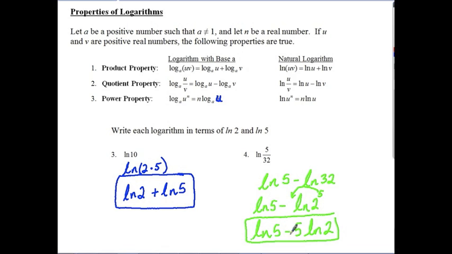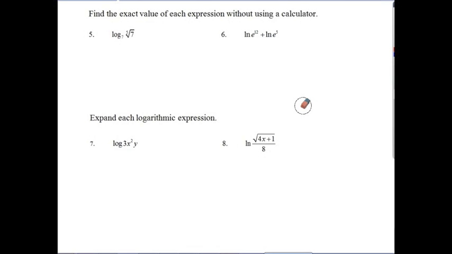And now we're going to move into some where we're going to mush a lot of these things into one problem. Okay, now we're going to move on to example number 5 and 6. And we're going to find the exact value of these expressions without using a calculator. It's not too difficult. What we're going to do is write this 5th root of 7. That looks kind of different than what we've been looking at.